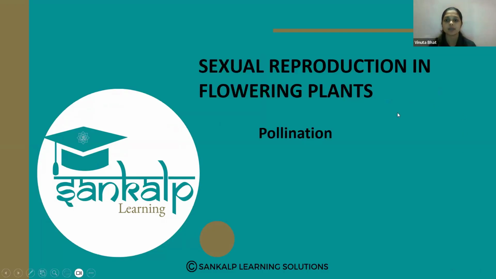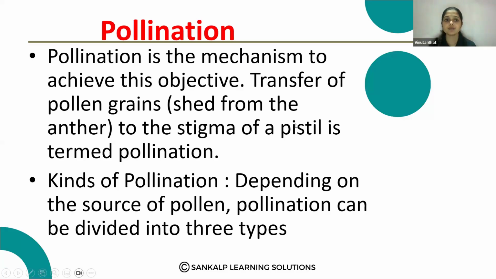Subtopic: pollination. What is pollination? Pollination is nothing but the mechanism of the transfer of the pollen grains to the stigma of the flower, right? So that is called pollination. Then, depending on the source of pollen, pollination can be divided into three types. So, there are different types of pollination. Let's see the types of pollination.